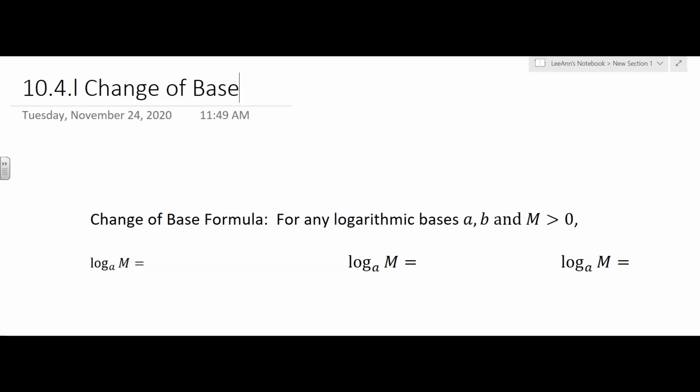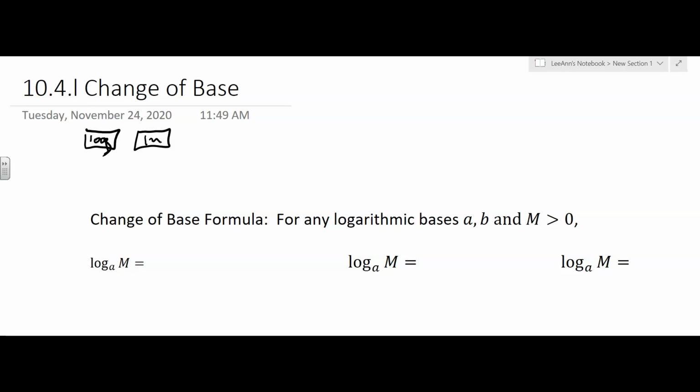So on our scientific calculators, we have two buttons. We have a log button, which is a common log, and then we have an ln button, which is natural log. So we're okay if we have a common log base 10 or a natural log base e. Those we can look up on our calculator if we need an approximation.